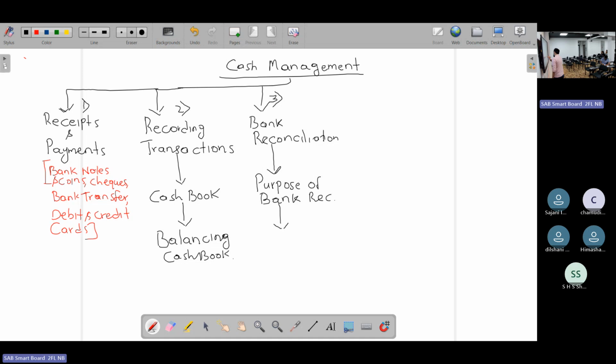And the reason for differences between the cash book and bank statement variations.